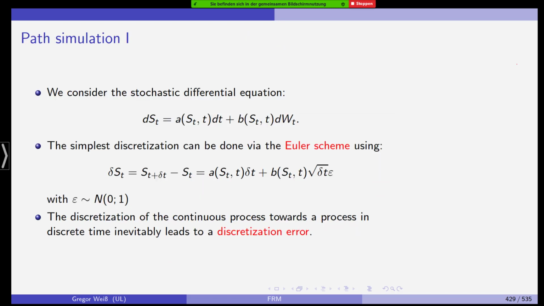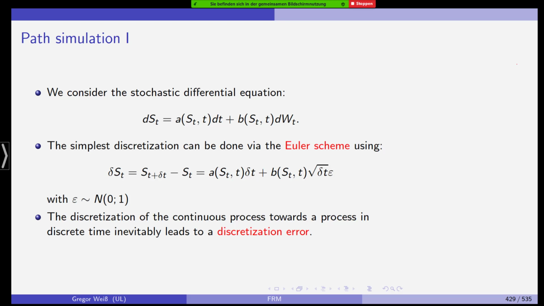So what do we need? We need to simulate from the underlying, and we need to simulate from the assumed stochastic process for the underlying price. So we again consider our diffusion process.